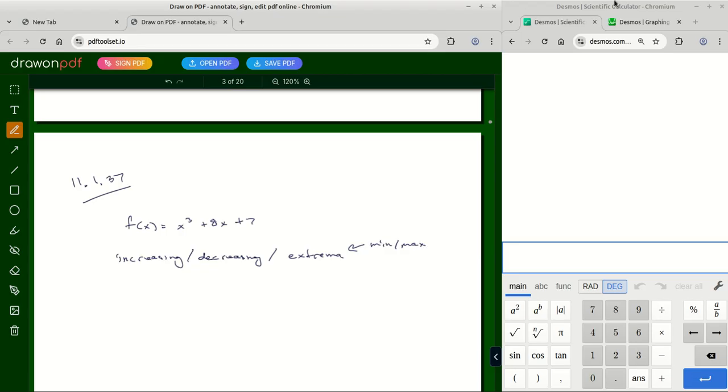Okay, so let's do this. So I need to find my derivative. Anyways, increasing, decreasing, extrema, all this stuff here is basically leading me to say I need my derivative equals 0, solve for x. Once I'm there, I can start working with it. So let's find my derivative. So I got 3x squared plus 8, and I'm setting that equal to 0.